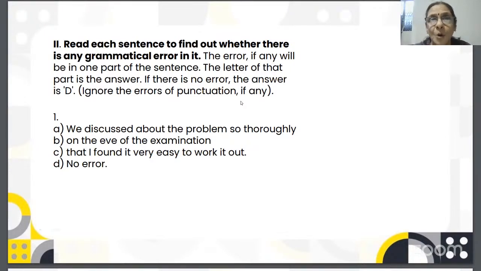The first one was a fill in the blank. Now we have a sentence which is given maybe in a wrong way. Maybe there might be errors, maybe there may not be errors. So what might be the error here? We discussed about the problem so thoroughly on the eve of the examination that I found it very easy to work it out.